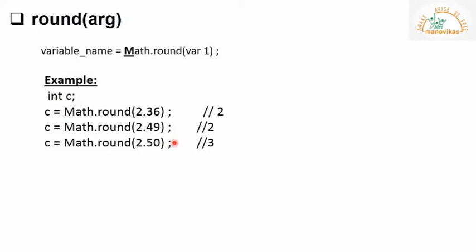Let's look at the example with minus sign. That is minus 2.36, round off minus 2.36. Now, when it is negative side, it will be just the opposite. Minus 2.36 is bigger than minus 2.50. So it is rounded to the higher negative integer, that is minus 2.